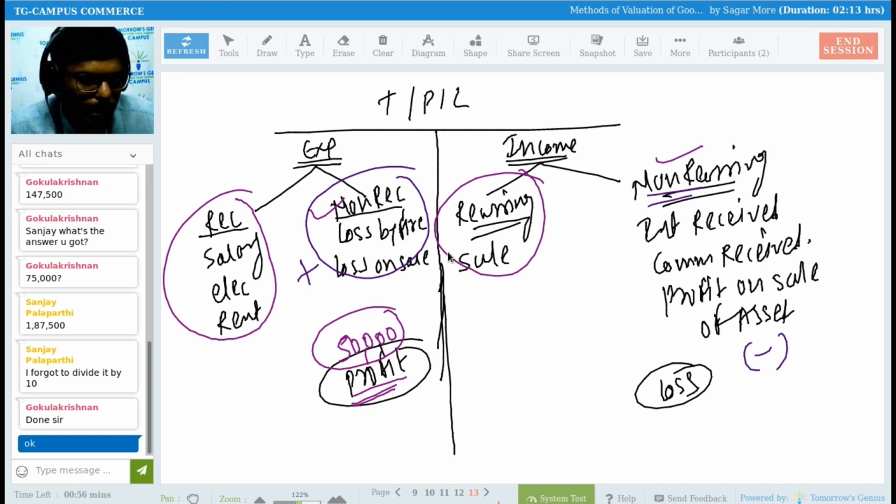Getting now? Yes, sir. Thank you. Still, if you have doubt, I can explain. Gokul? Yes, sir, I got it. Okay, good. So that's why non-recurring expenses we always have to add back, and non-recurring income we have to subtract. That's it, right? So come here now.